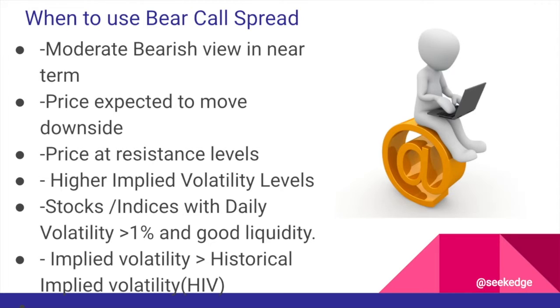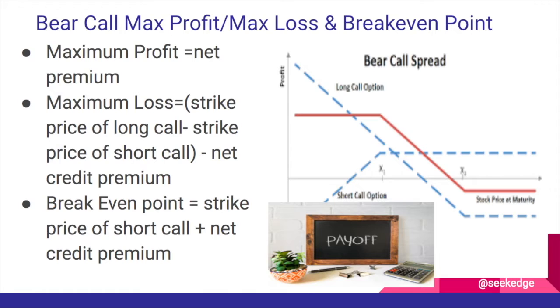Now the higher the implied volatility for the stock or the index, it is better, right? The stock itself has to be very volatile and liquid before we take up trades in positions. So the implied volatility should be greater than the historic. That is the time, since this is a credit strategy. Bear put is a debit strategy, while bear call is a credit strategy. So it is better to take when the IV is greater than the historical volatility, right?